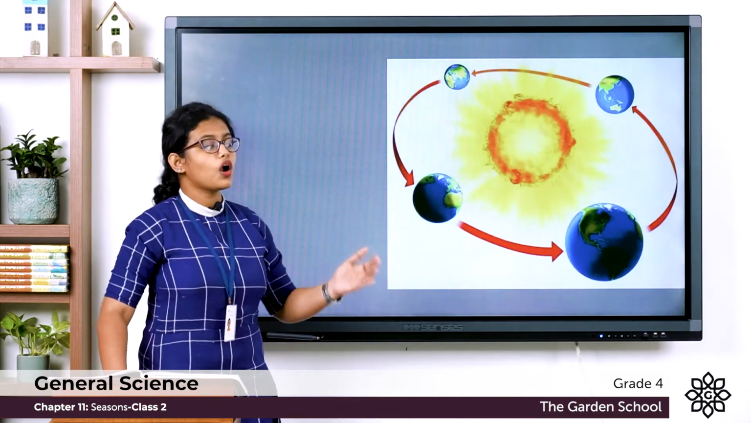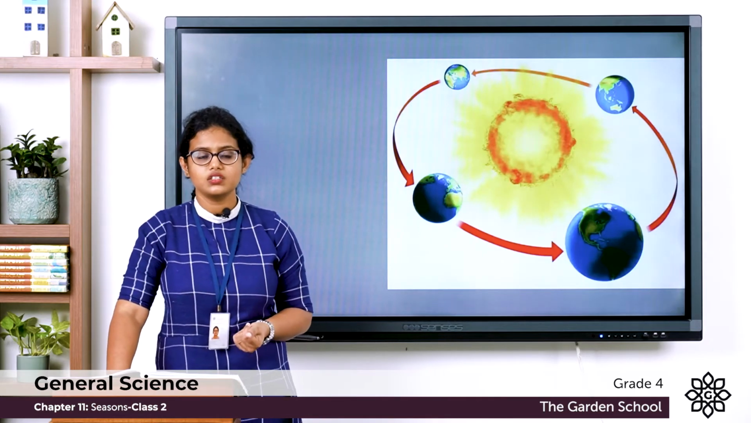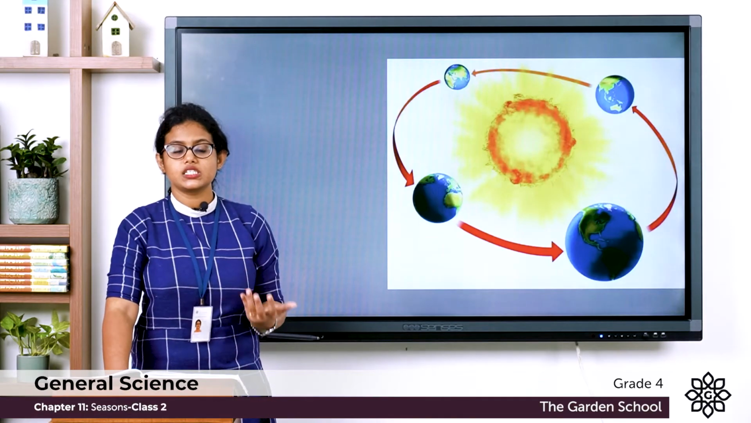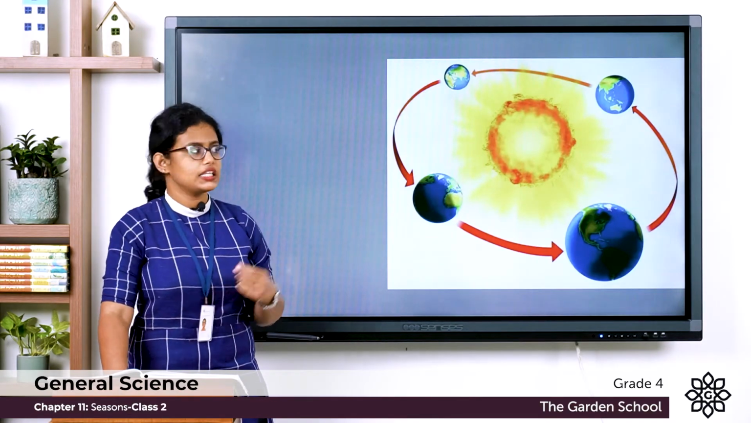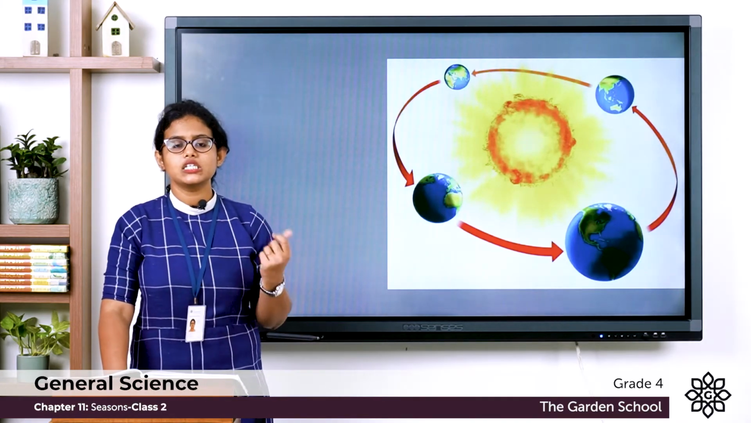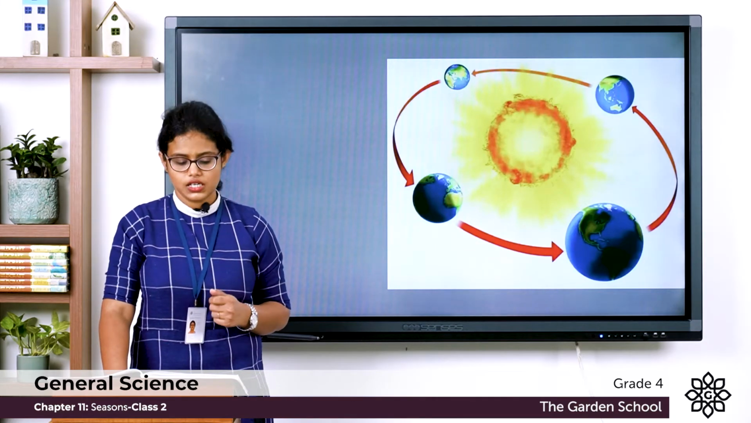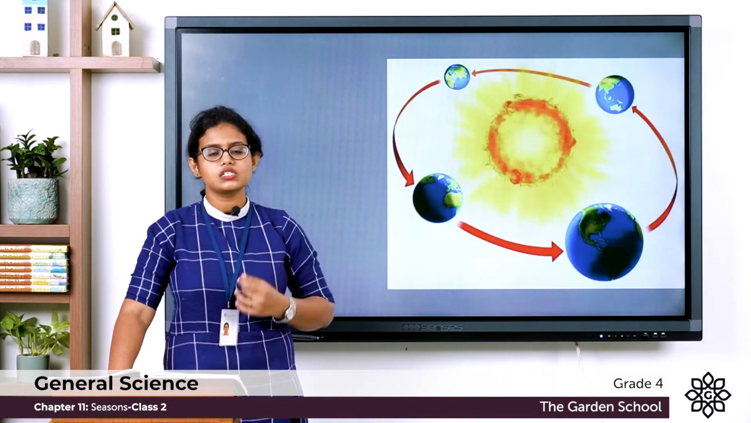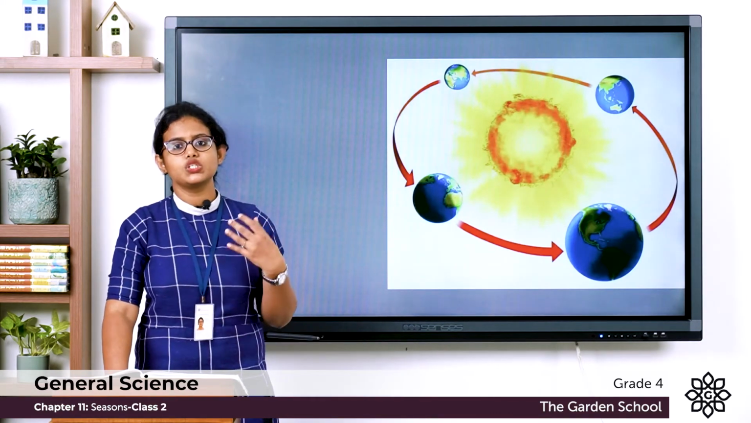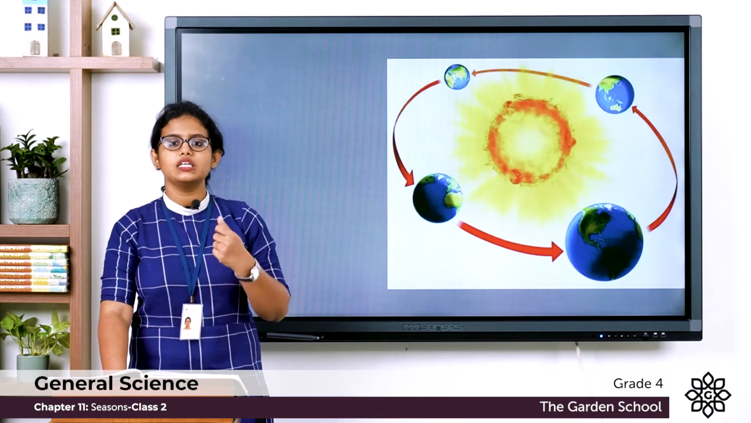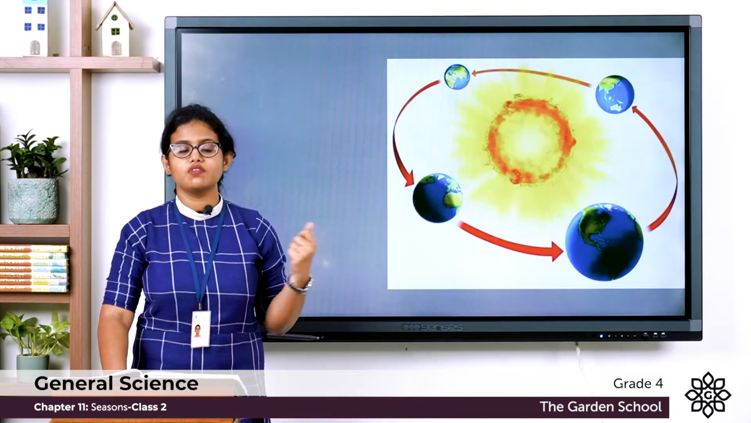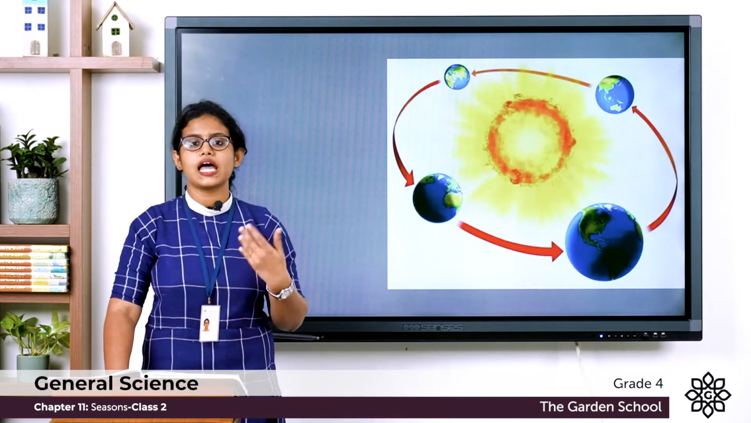The earth is revolving around the sun on a definite path, and that path we call orbit. And the earth is rotating on its axis. What is the axis? The imaginary line running from the north pole to the south pole. The earth is tilted on its axis. As the earth revolves, some regions are closer to the sun and some regions get slightly away from the sun. Regions closer to the sun receive more light and heat, and regions away from the sun receive less light and heat.